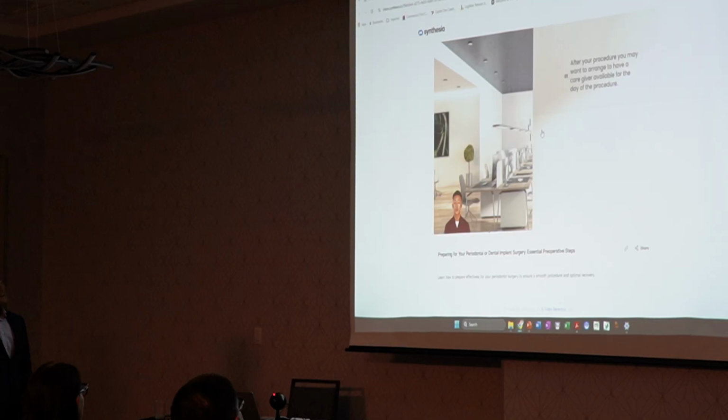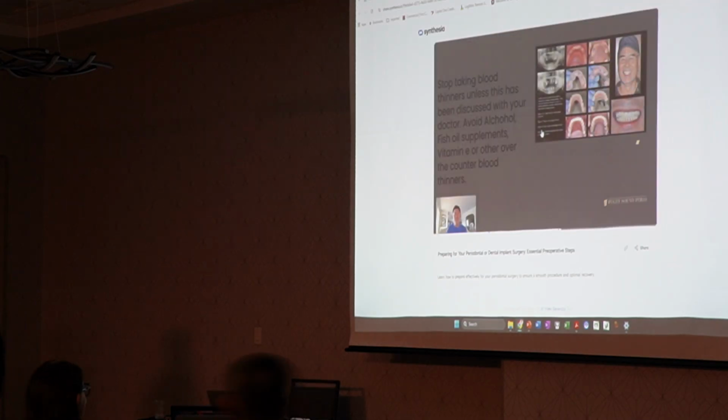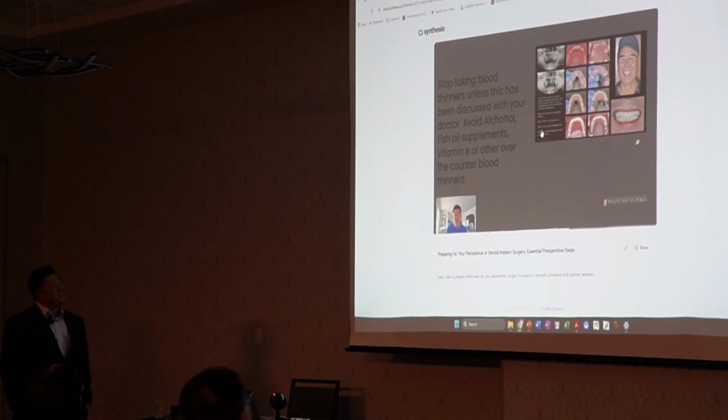Arrange for someone to assist you after surgery, especially if sedation is involved. Having support ensures you can focus on resting. Stop taking blood thinners and certain supplements a week before surgery. This reduces the risk of excessive bleeding. Follow your prescription instructions carefully and bring any necessary medications with you.